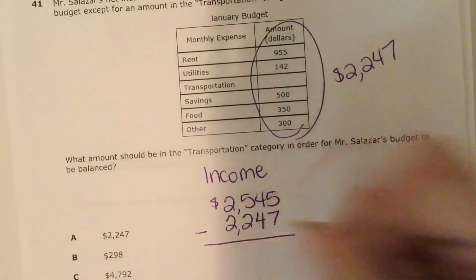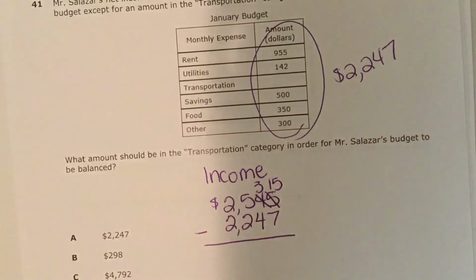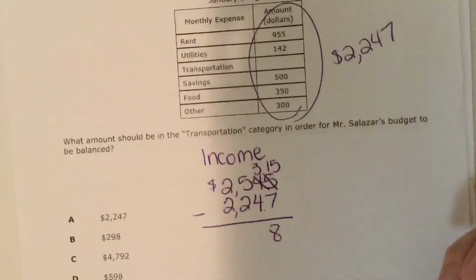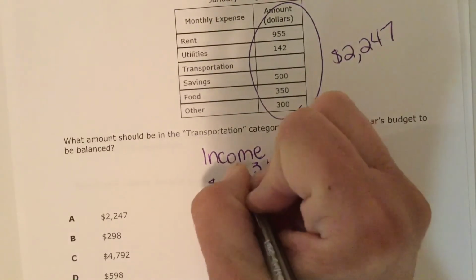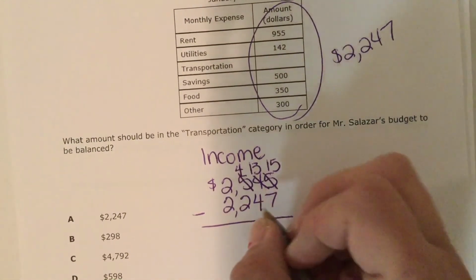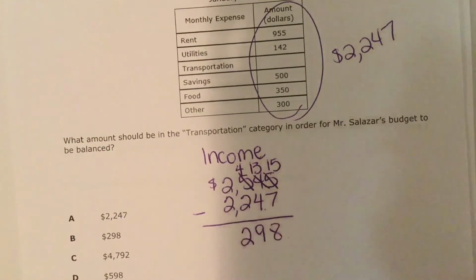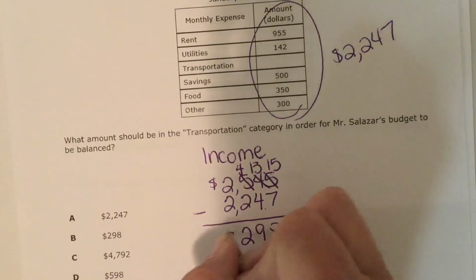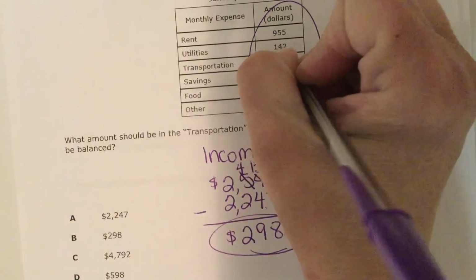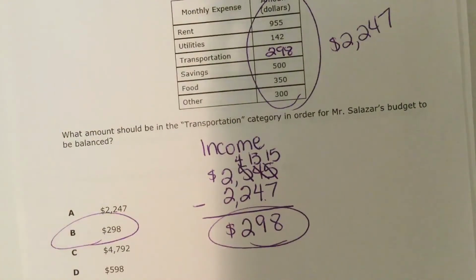All right, if I have 5, I can't take 7 away. Not in 5th grade, that would give me a negative number. So we're going to borrow. 15 minus 7 is 8. 3 minus 4, can't do that in 5th grade. Give me a negative number, so I'm going to borrow. 5 becomes 4, 3 becomes 13. 13 minus 4 is 9. 4 minus 2 is 2. 2 minus 2 is 0. So that means there is $298 left for transportation. So balanced budget means even on both sides. Exactly the same. So the answer would be B, $298.